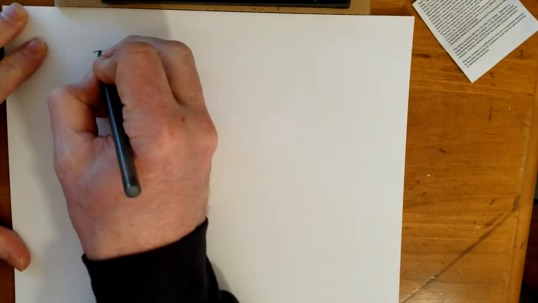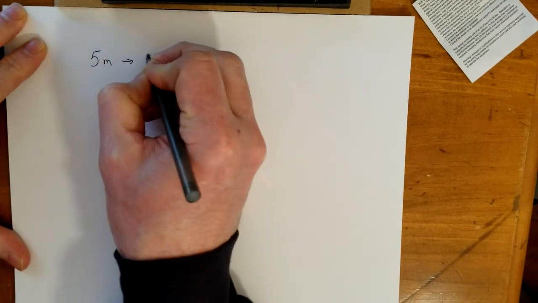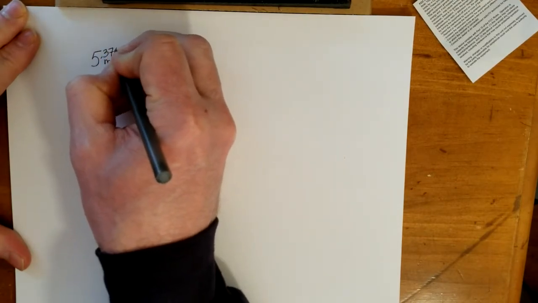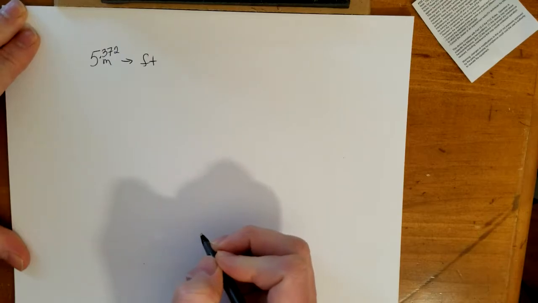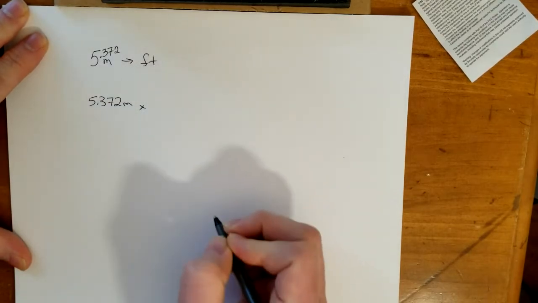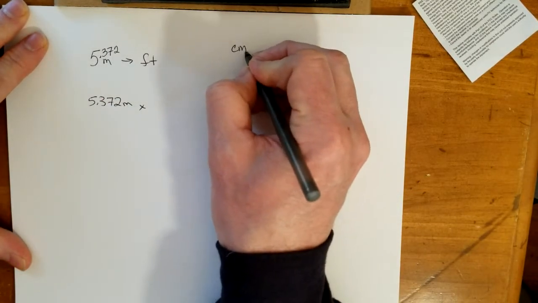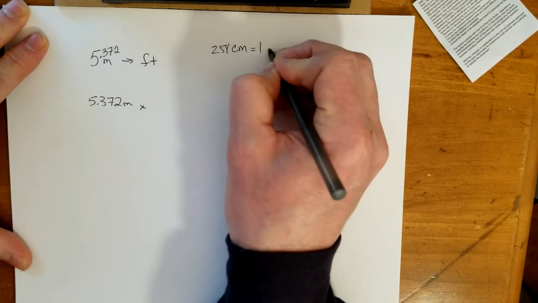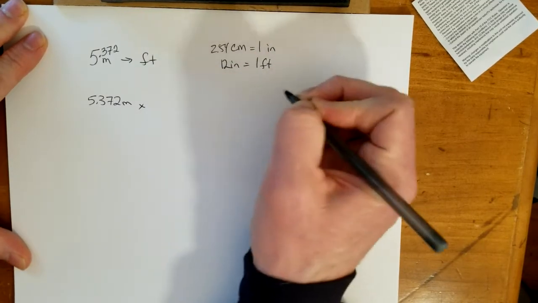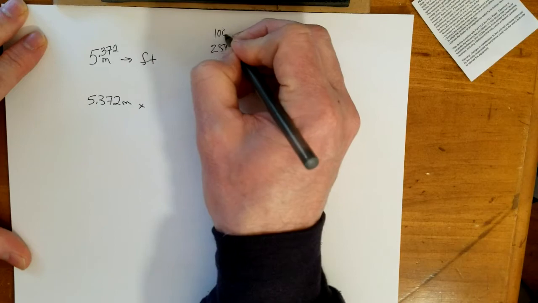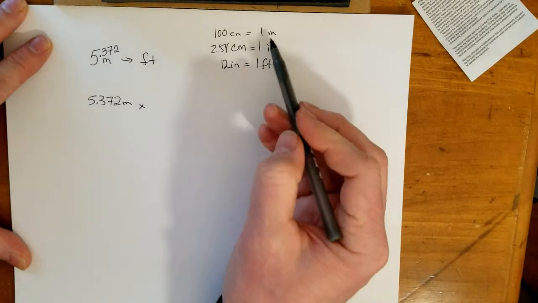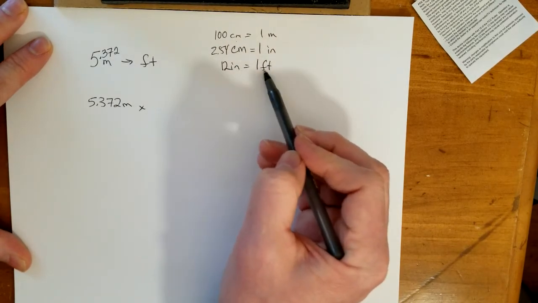So if I have 5 meters and I want to convert that into feet, let's make it 5.372 meters, and I would convert that into feet. So now let's deal with significant digits. I have 5.372 meters times, well, I know some conversions: 2.54 centimeters equals 1 inch. I know 12 inches is equal to 1 foot. I know 100 centimeters is equal to 1 meter, and that's all I really need to know in order to get there. I'm going to go from meters to centimeters, centimeters to inches, inches to feet.